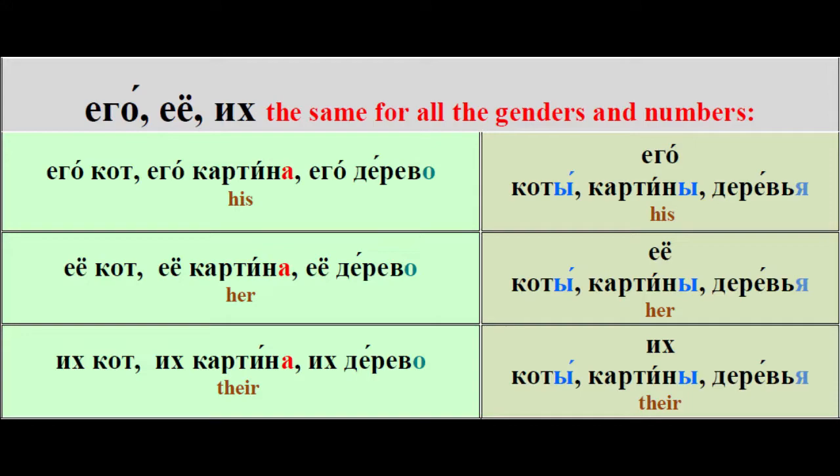And now we are going to talk about the possessive pronouns his, her, and their. So his sounds like его, her is её, and their is их. All these possessive pronouns are the same for all genders and numbers. So let's check some examples.